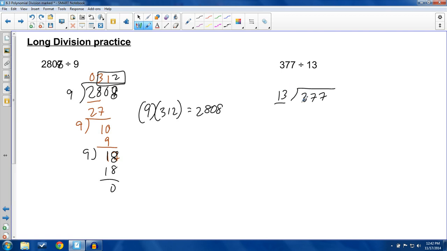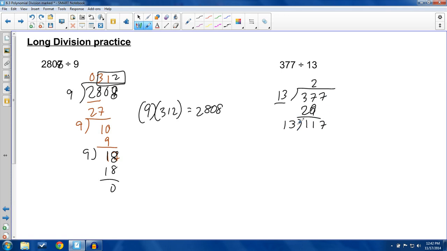So 13 doesn't go into 300 any hundreds number of times, so you know your answer is a 2-digit number. 13 goes into 37, however, or 370, some tens number of times. That's 2 times. 13 times 2 is 26. Subtract that and you get 11. And you bring down the 7 here.